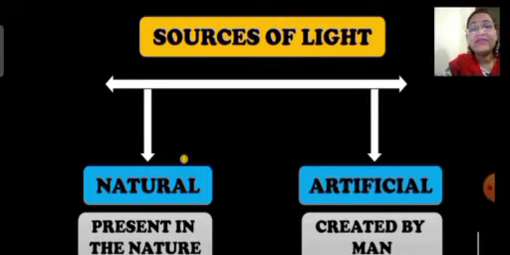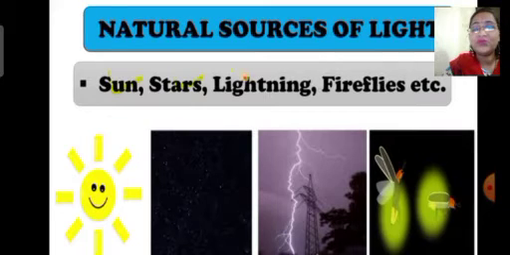Artificial sources of light are the sources that are created by humans, and these sources give out light to us. So now we will see natural sources of light. Sun, stars, lightning, fireflies are the examples of natural sources of light which give out light to us. Children, fireflies are insects which give out light. Here, children, the sun is the major source of light to us.